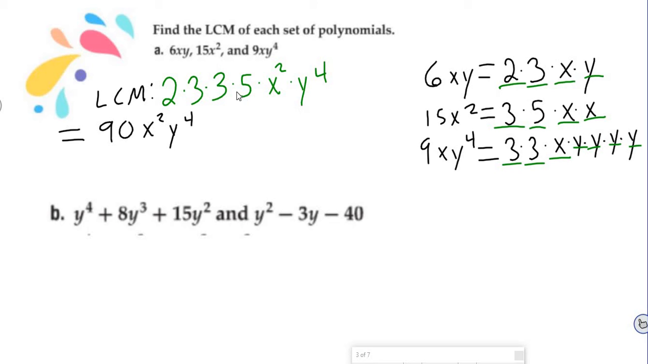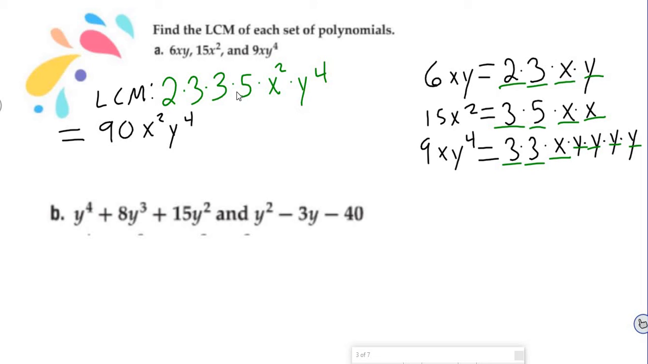And the way that we check ourselves on that is by saying, can 6xy go into 90x squared y to the 4th? Well, 6 can go into 90, and then the x and the y can both go into it. And you can do the same thing with your other things. Does that make sense?